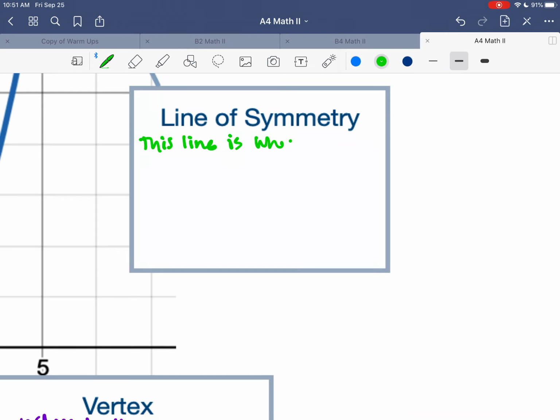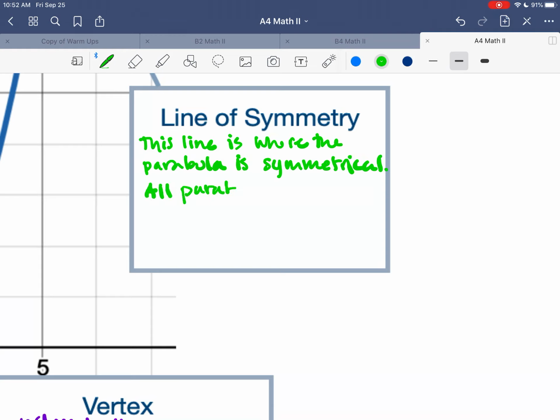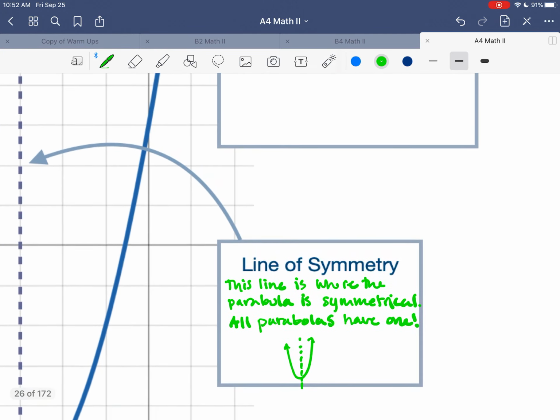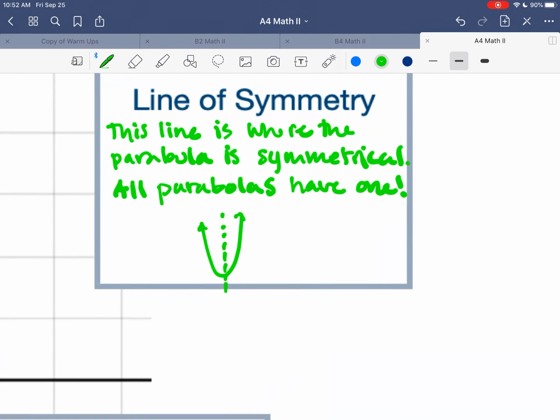This line is where the parabola is symmetrical. Pretty self-explanatory. All parabolas have one though. Because of the nature of parabolas, every single one can be folded in half and they match each other. So here's my little picture. There's a dotted line. That one would definitely not match because it's a bad drawing, but you get the idea. So that's called the line of symmetry.